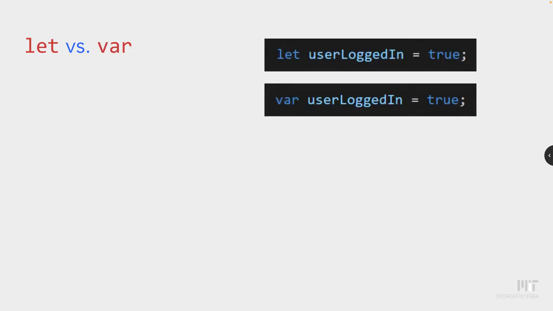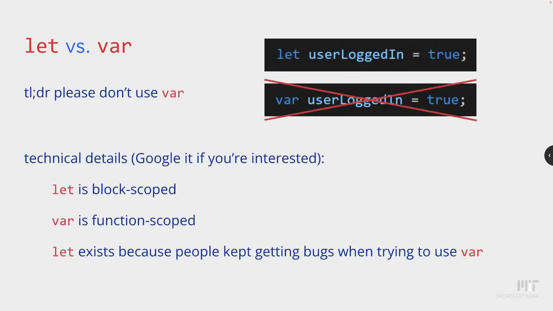Okay. And also let versus var. I said var very quickly that one time a few minutes ago, but we have let, var, and const. Those are ways to define variables. The difference between let and var, though, is that you should just not use var. let is just better, but if you're interested, you can Google it. It's all about scoping and also something about hoisting, which you can also Google later.